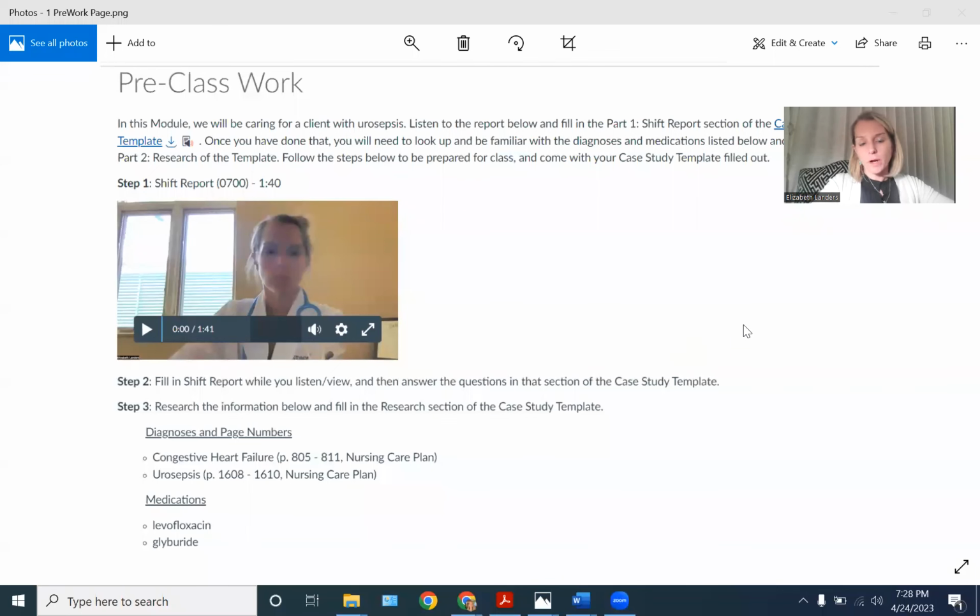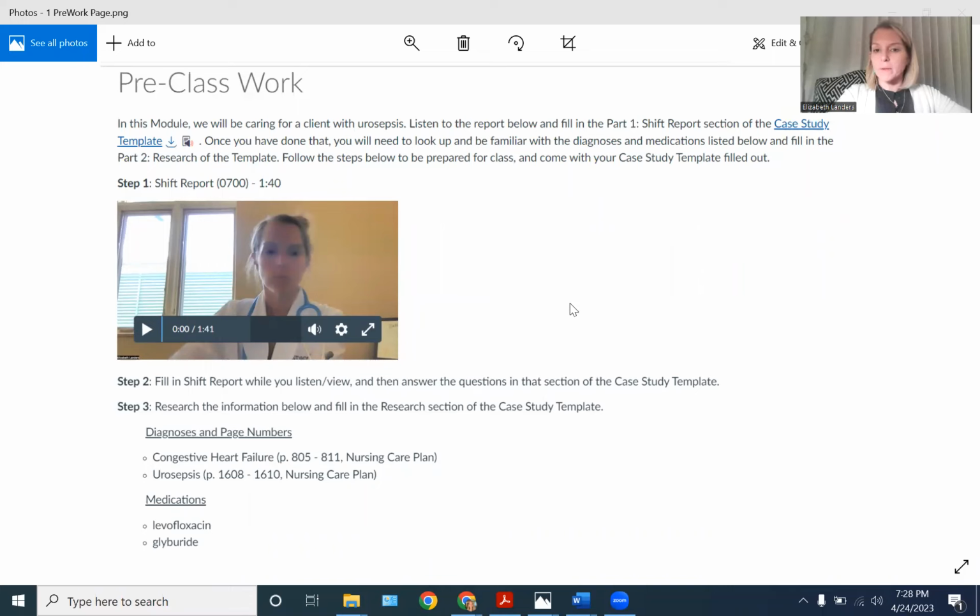Just a quick walkthrough of a clinical judgment activity that can be done in a traditional classroom setting. So starting with what we call the pre-class work, students have to come prepared to do this activity. What we give them ahead of time is a case report template where they record important information in a very brief shift report from a nurse.